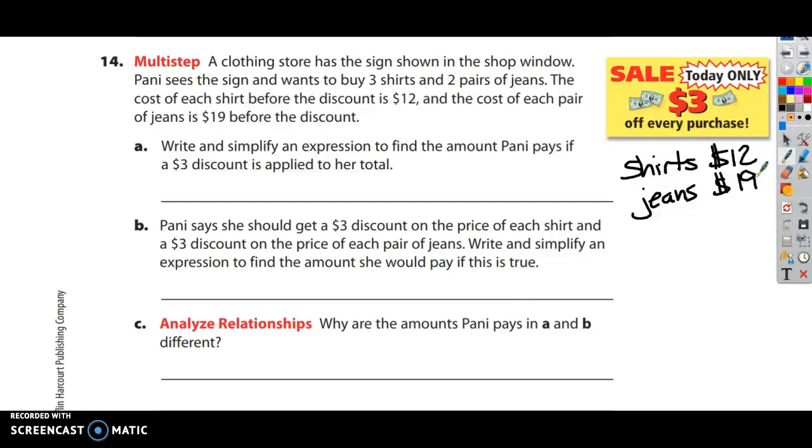Well, let's go back to what it says she wants to buy. She wants to buy 3 shirts, and each shirt costs $12. What kind of math problem is that? That's 3 times 12. And she wants to buy some jeans. She wants to buy 2 pairs of jeans, and they each cost 19. What kind of math problem is that?